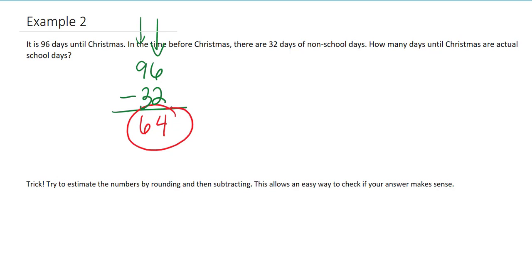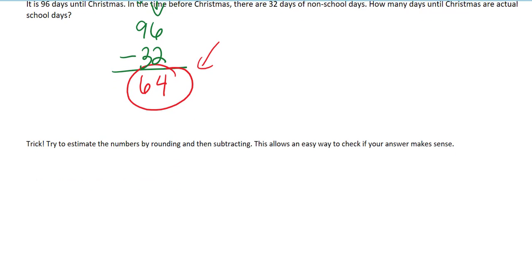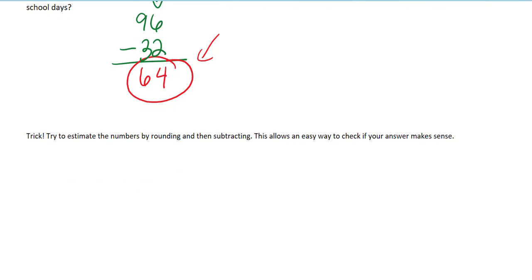Now let's do a quick trick. We're going to estimate the numbers by rounding, which we first learned earlier in this module, and then see if our answer is even close. If we estimate first, we can make sure that our answer is kind of right. So if we round 96 to the nearest 10, we would say it's 100. And 32 gets rounded to 30.